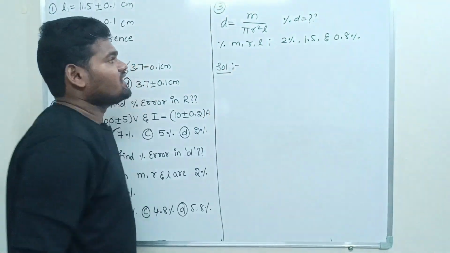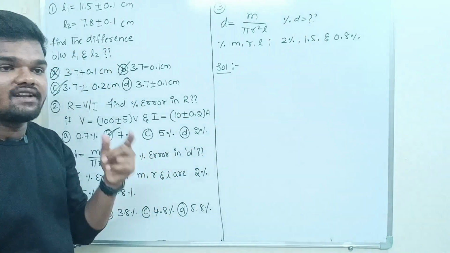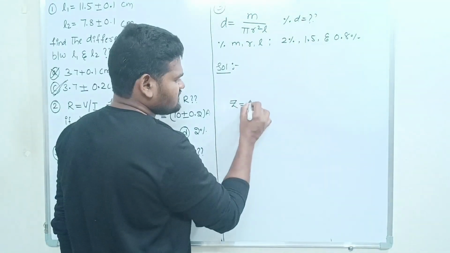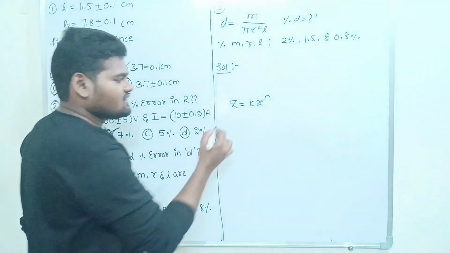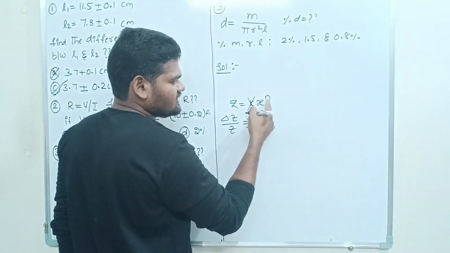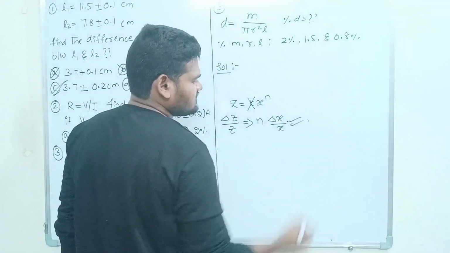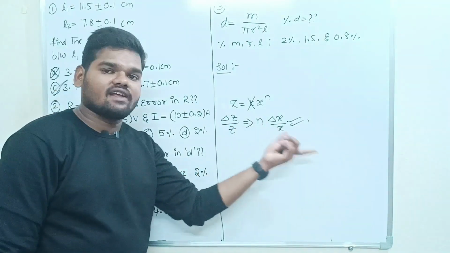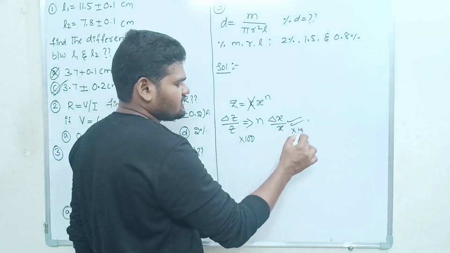Solution. What we have to find is the percentage error in D. How do we find it? In the last concept I told you that if z equals a constant into x to the power of n, then the relative error is: delta z by z equals n into delta x by x, removing the constant. This is the maximum relative error in z. If you want the percentage, just multiply by 100.